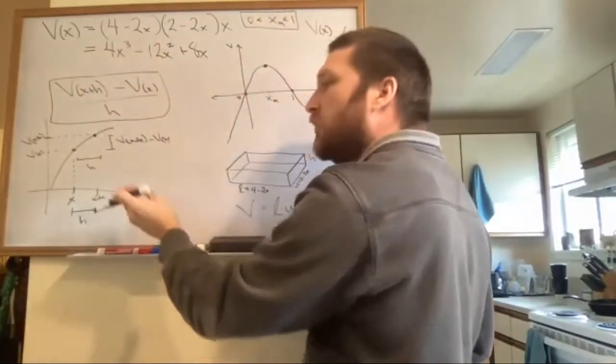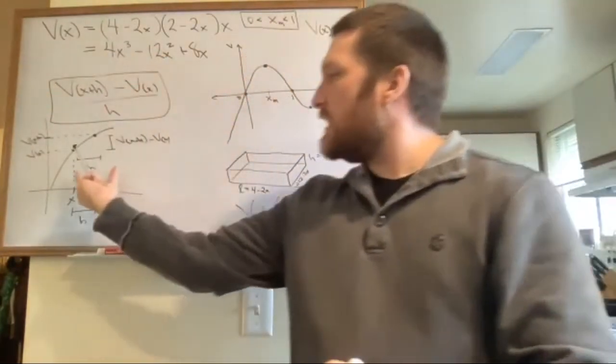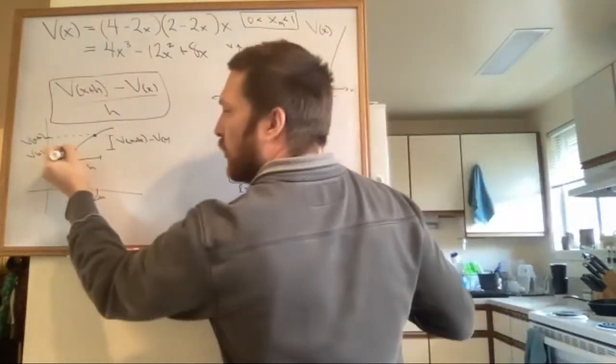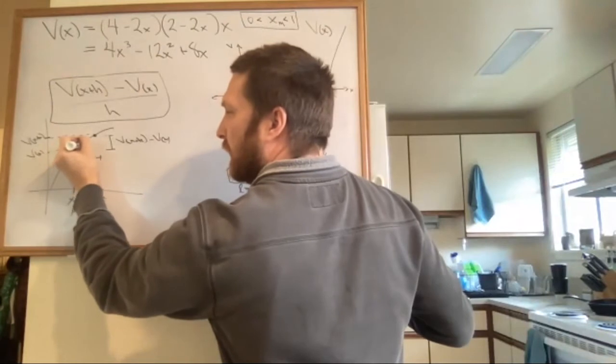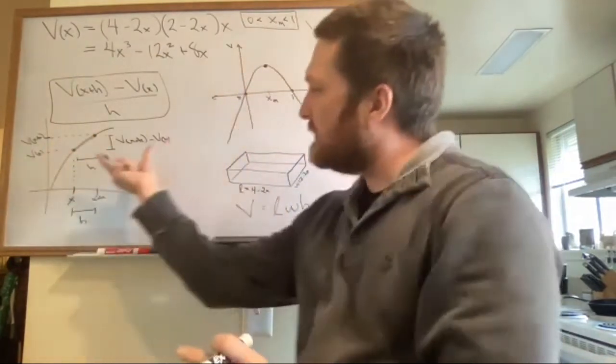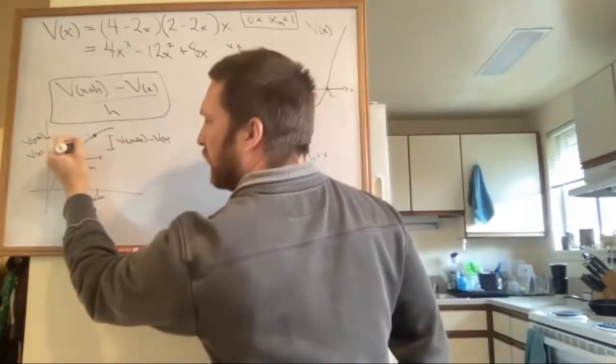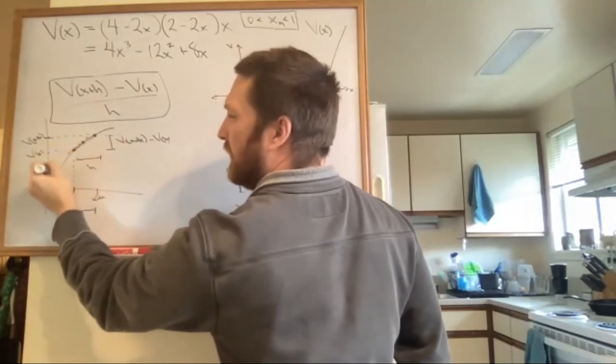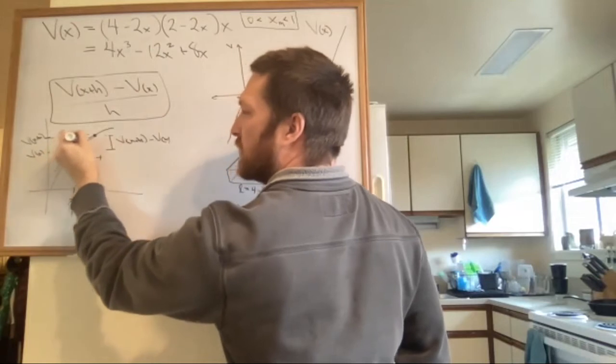Then we say, if we could let h get really, really small, this slope that goes from here to here gets closer and closer until, when h gets to 0, we have what we call a tangent line right there.